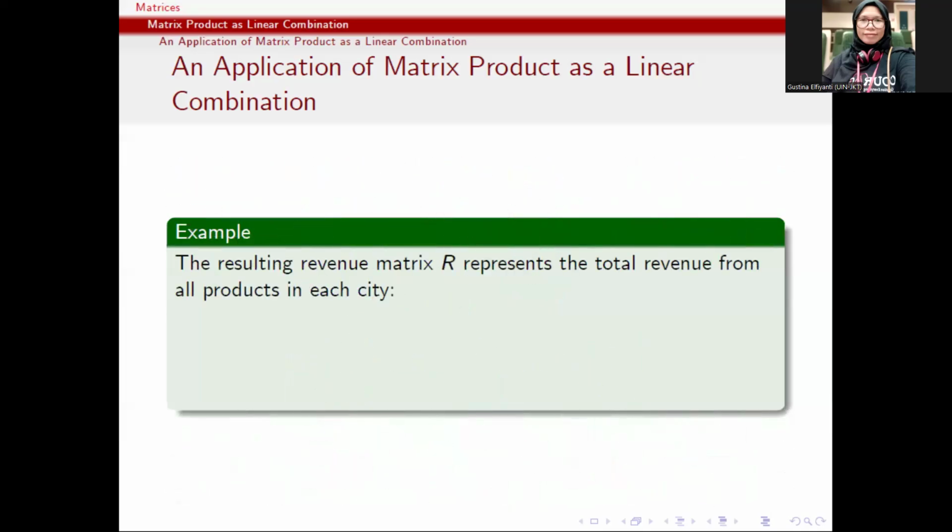So the resulting revenue matrix R represents the total revenue from all products in each city. City A, $2,200. City B, $1,300, and city C, $3,500.